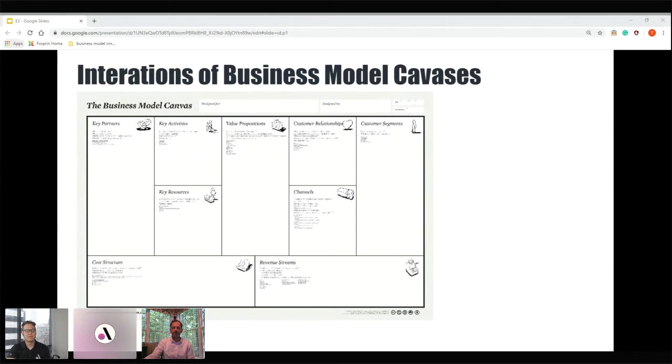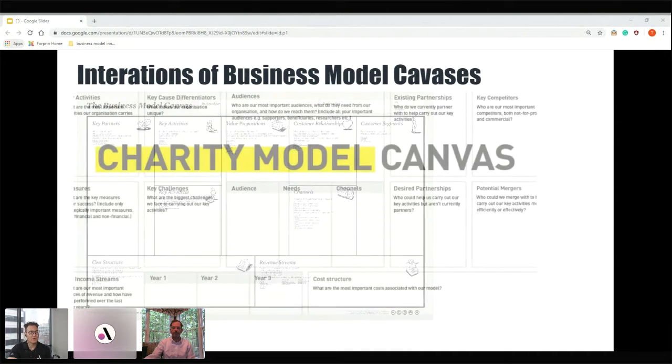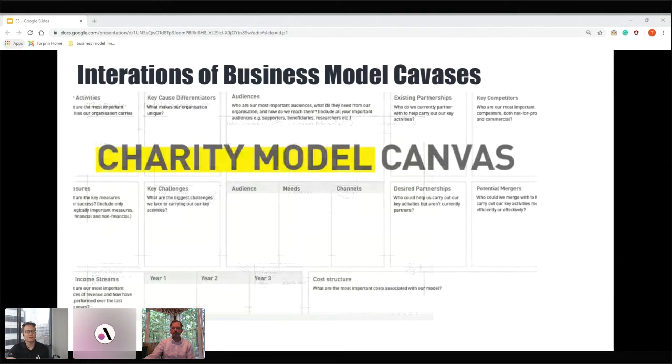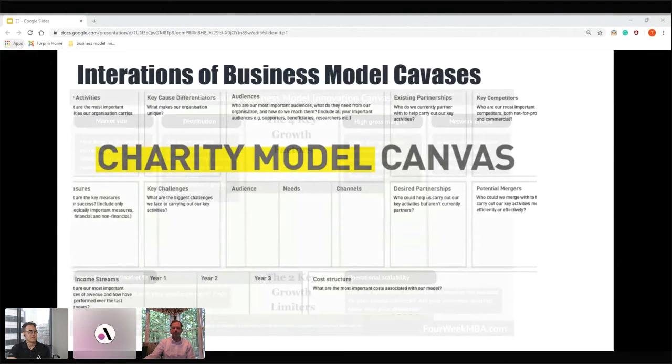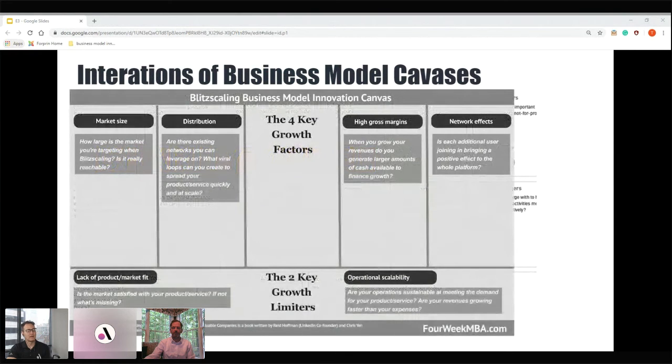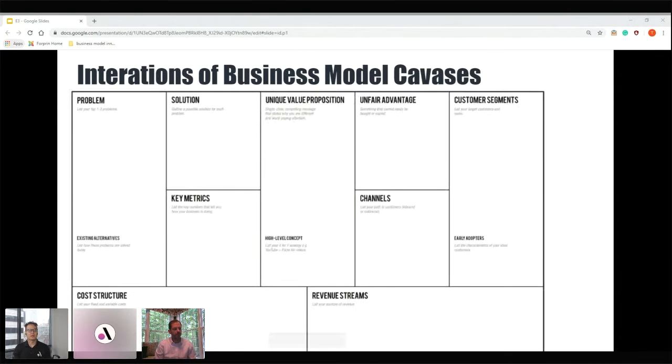Now, over time, there have been versions of this applied to various different industries. There's been a charity model canvas, which de-emphasizes the revenue aspect. There's been one based on Reid Hoffman's blitzscaling, a very popular course at Stanford. And then there's the iteration called the Lean Canvas, which Ash Maurya presented in his book in 2010 called Running Lean.